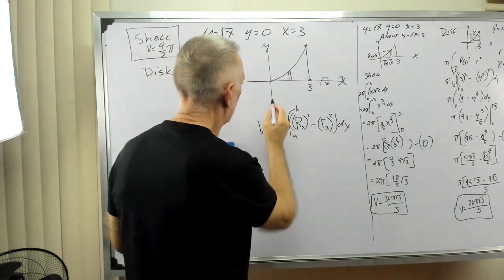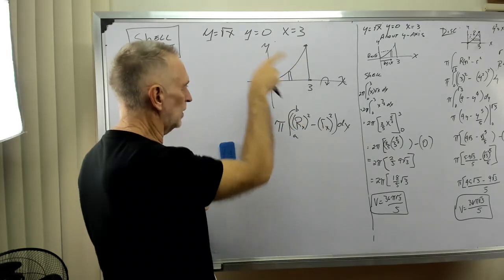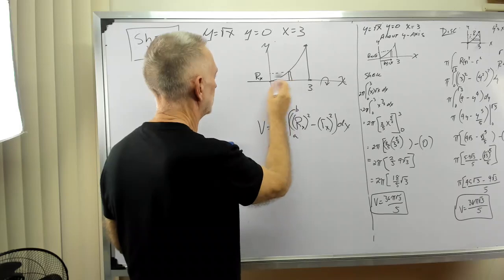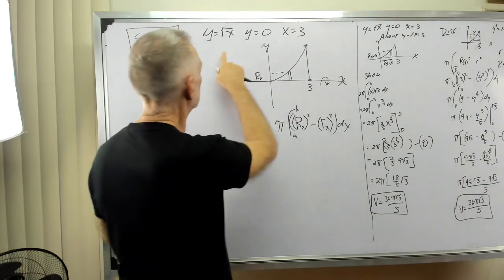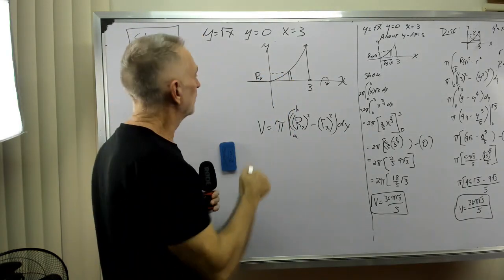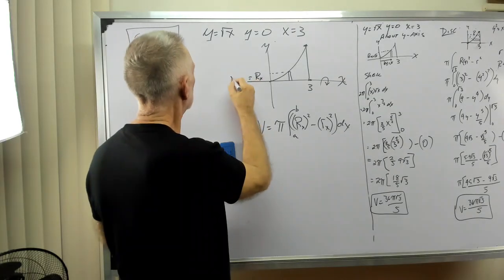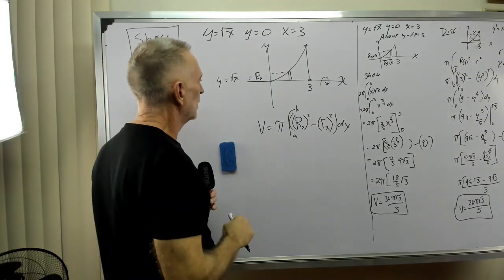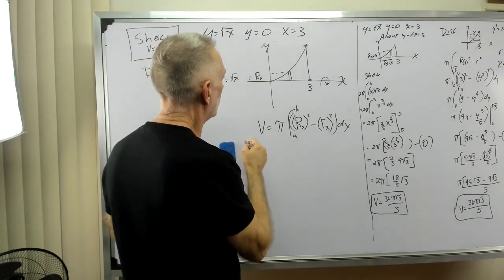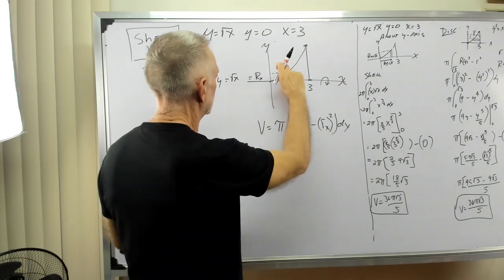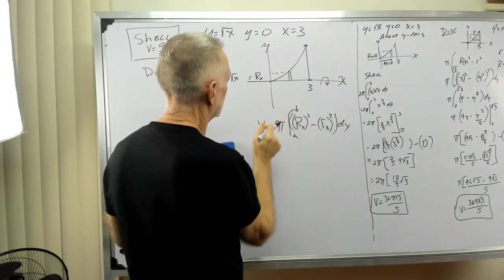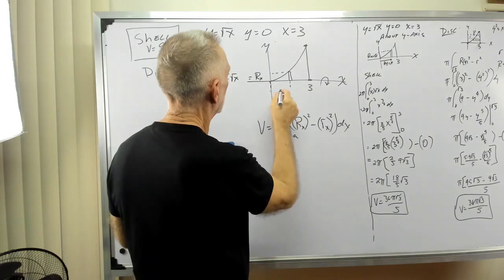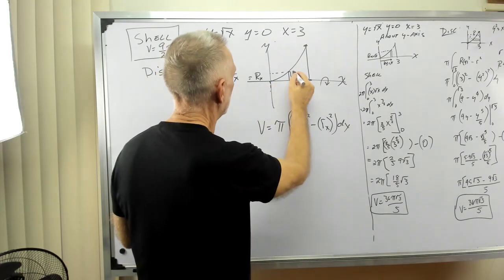Well, what's the outer radius? We're rotating around, so that r of x is this distance here. Well, what is that? It's just the square root of x, right? And so it equals square root x, which is y. It's the y value. Okay, that's part of what we need. Now then, that's the height. What is the height of this?